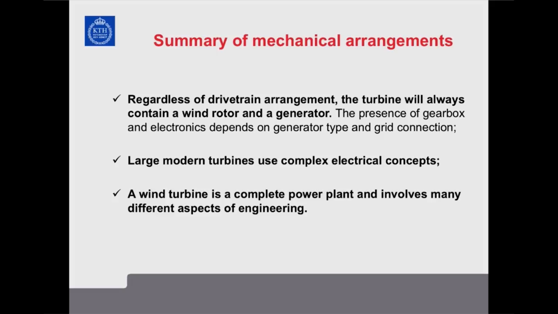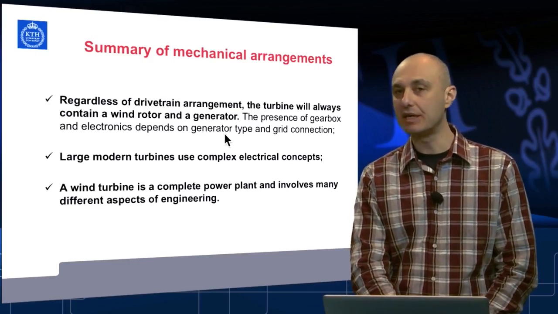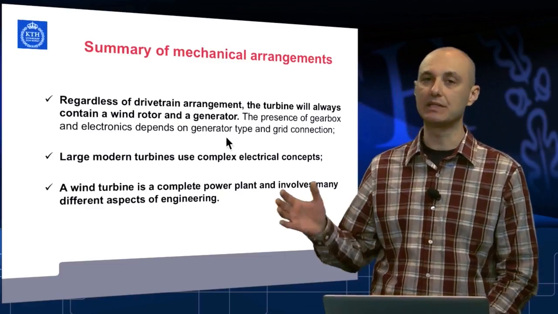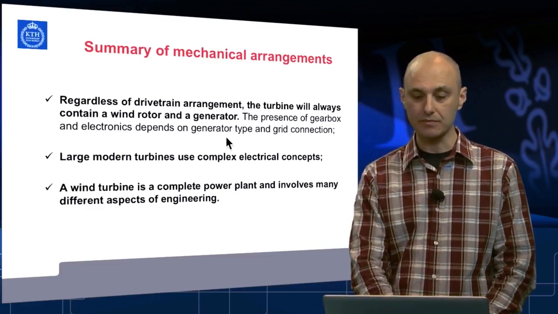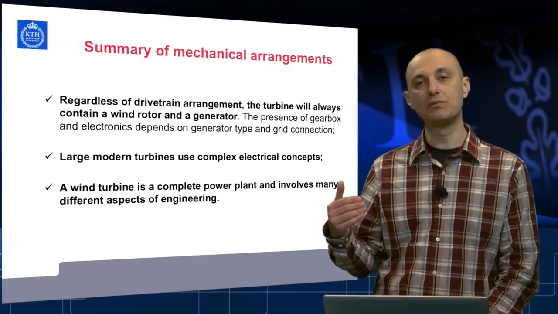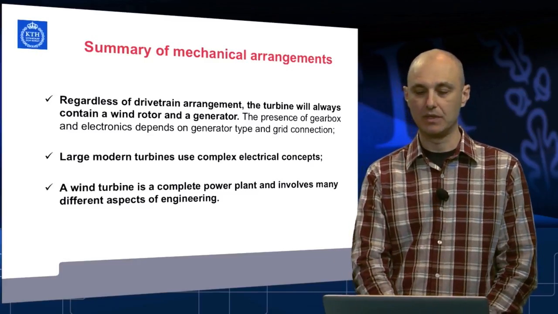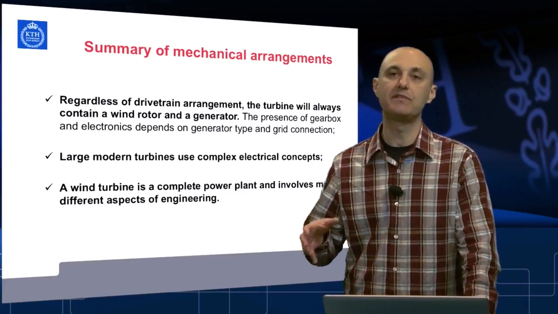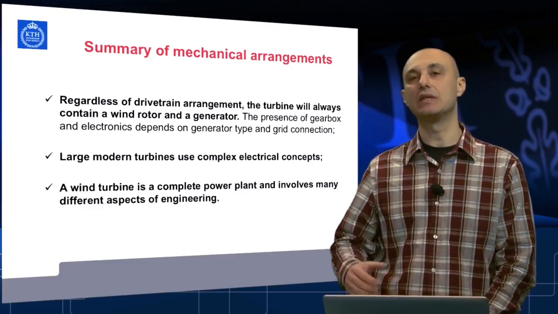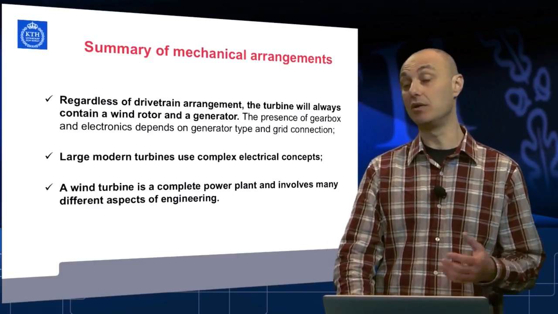Regardless of the drivetrain, the turbine will always contain the main components. There should be blades and a wind rotor as a first step of converting kinetic energy of wind into mechanical rotation. And there has to be a generator if you would produce electricity. That would be the electrical generator of any type. Whether there is a gearbox in between depends on the choice, the size of rotor and generator, of course.